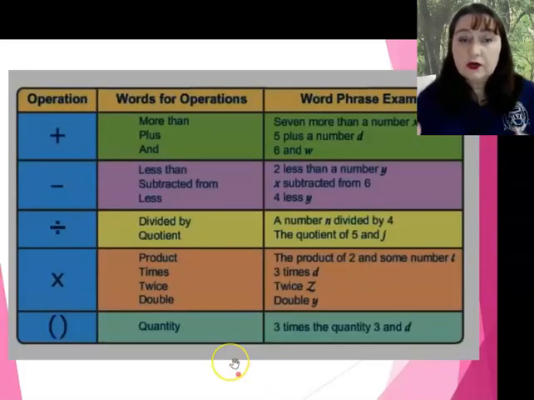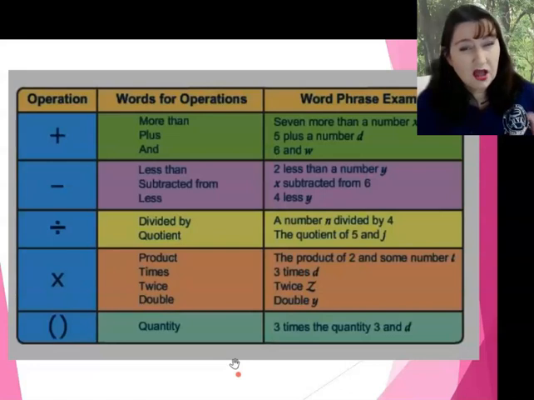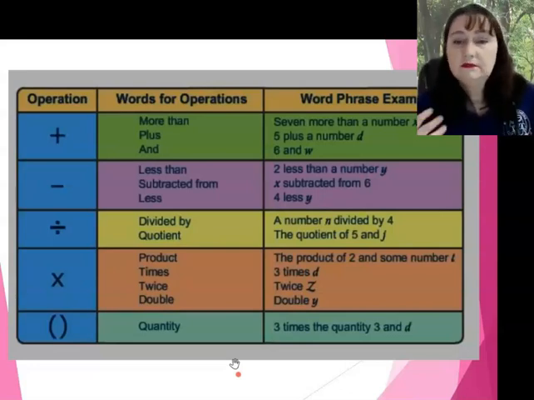All right, so here are the operations: plus, minus, division, multiplication, and then also parentheses, because when we put parentheses in a problem, we need to figure out how to word it. This is just a couple of examples. There are so many of them to choose from, but here are a couple of them, like more than, plus, and.